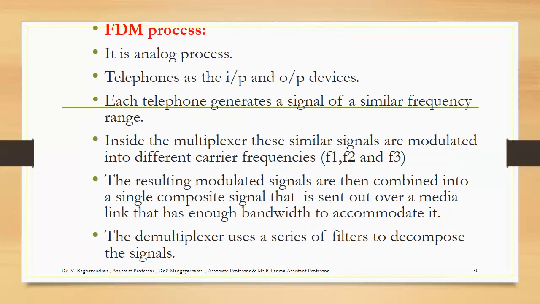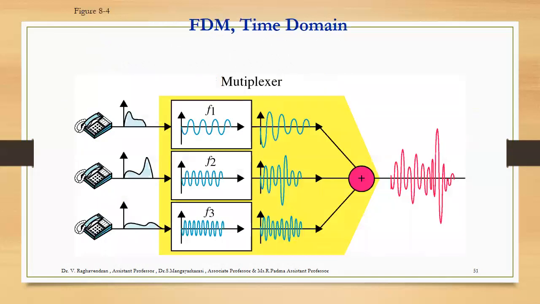On the destination side, we use a demultiplexer that uses a series of filters that decompose the signals. So this is the example of frequency division. This is the sender side. I am going to use three telephone lines. Each one generates a different frequency range, represented as F1, F2, F3. After that, the three different frequencies are combined, so that's why the plus symbol is used here. It produces a single composite signal as output.